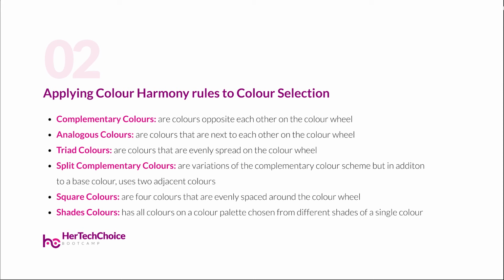The analogous uses colors that are next to each other on the color wheel. The triad color scheme uses colors that are evenly spread on the color wheel. The split complementary are variations of the complementary color scheme, but in addition to a base color, it uses two adjacent colors. Then there's the square color scheme. This uses four colors that are evenly spaced out around the color wheel. And the shades color scheme has all colors on the color palette chosen from different shades of a single color.